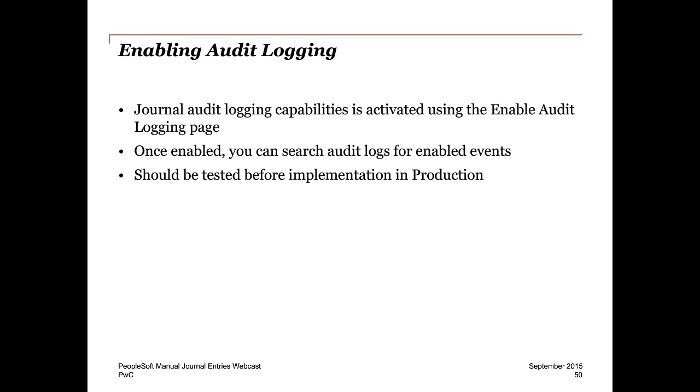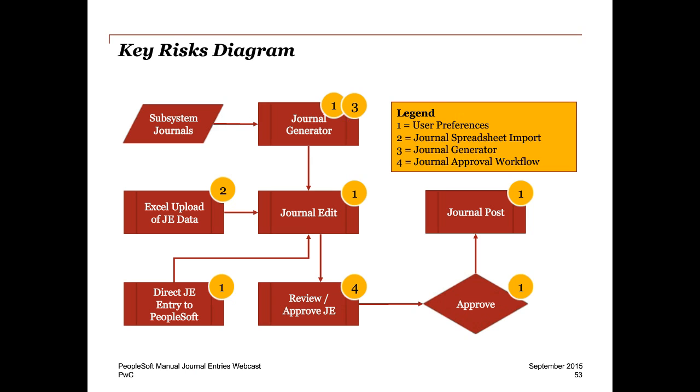So let's recap. What have we covered today? What have we learned? Well, I think we've learned about the various sources for journals: subsystem journals, Excel uploaded journals, manual journals. We've gained an appreciation for the processes associated with entering, approving, and posting journals. We've highlighted some of the major journal processing risks with a specific emphasis on key setups surrounding user preferences, journal spreadsheet import, JG or journal generator, batch processing, and the journal approval workflow. We've also gained an understanding of the automated audit capabilities associated with the new financial audit framework.